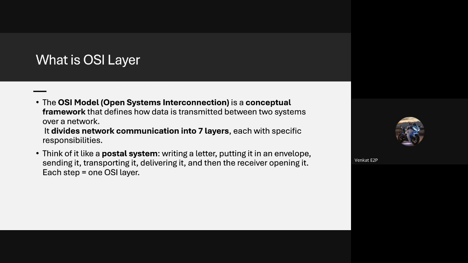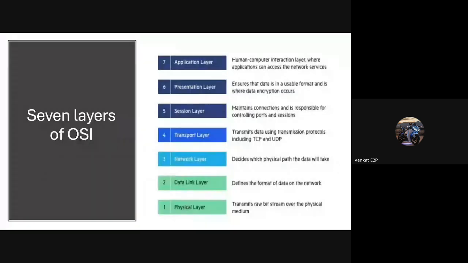Okay, and this OSI model can simplify understanding of complex systems, like a universal language for networking, enabling different network devices and software to communicate. And also by dividing communication into 7 layers, it allows a network professional to isolate and troubleshoot problems effectively. See, these are the 7 layers.